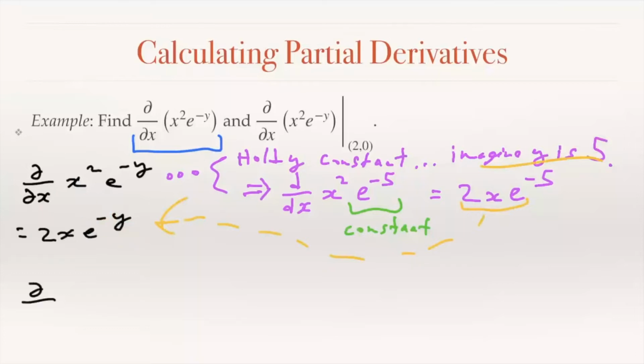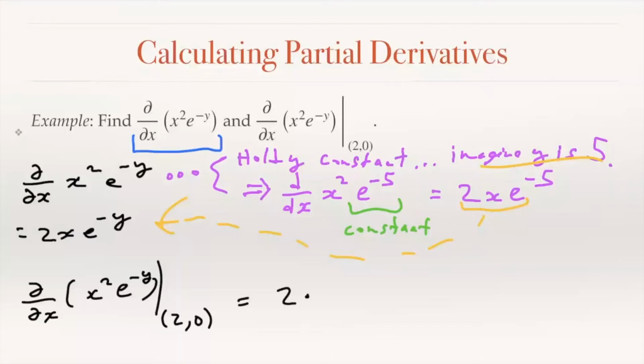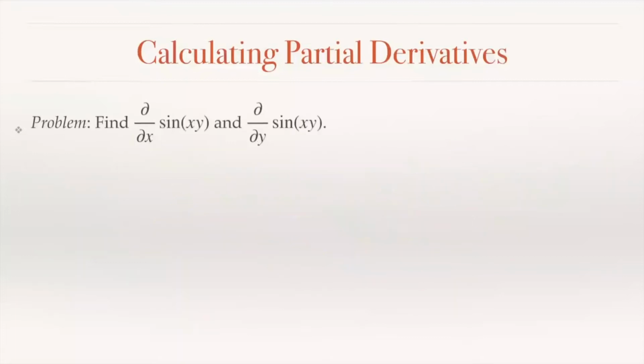And then to evaluate it at the point (2, 0), we just plug in (2, 0) into what we found here. So that's 2 times 2 times e to the negative 0, plugging in, and we have 4. So I encourage you to pause the video and try your hand at both of these.